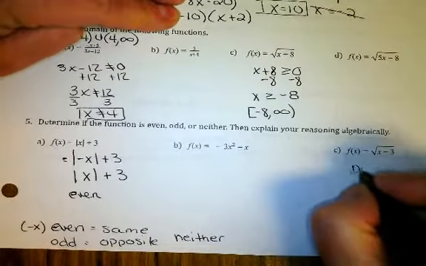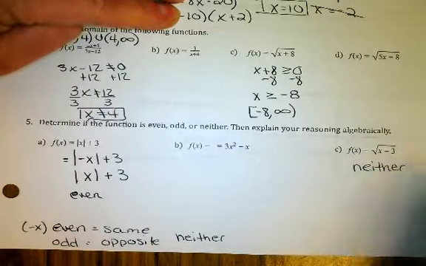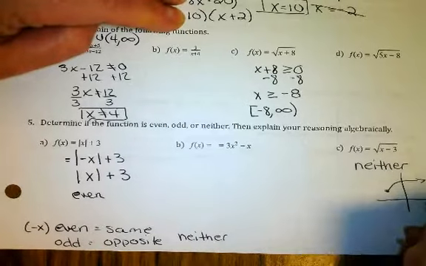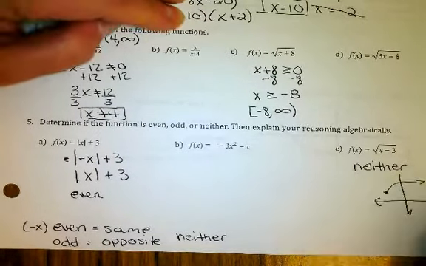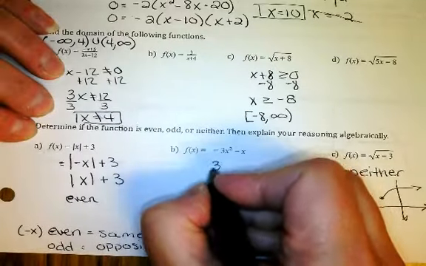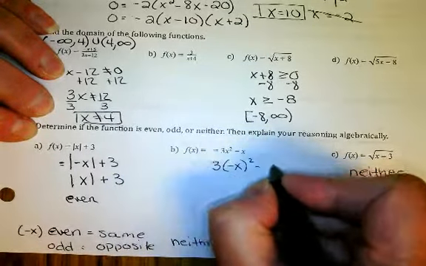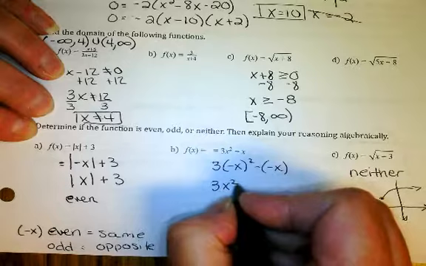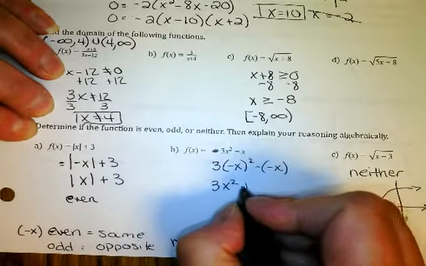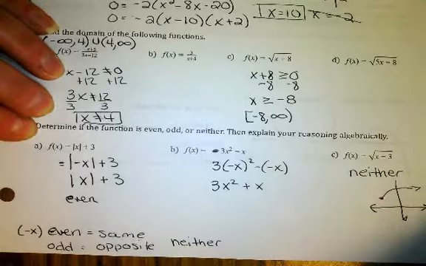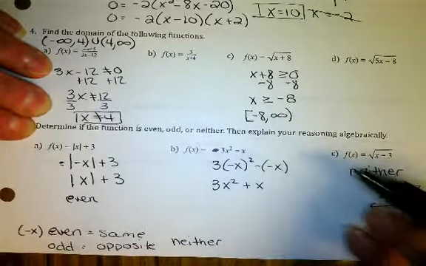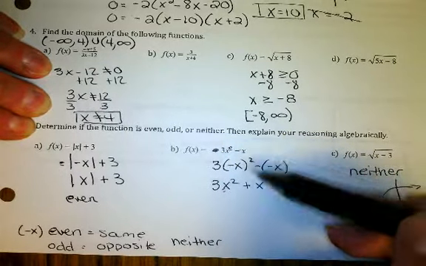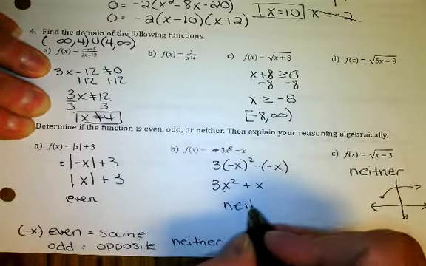All right, these square root functions are going to be neither, because again, they're not going to be symmetrical along the y-axis. They'll never be symmetrical along the y-axis. Now this one, I'm going to substitute in that negative x. That becomes a positive, so I still have 3x squared. I'm going to just erase that. And then this is also a plus x. So on this one, this is going to be a neither, because this stayed the same, but this one flipped. So this is also a neither.